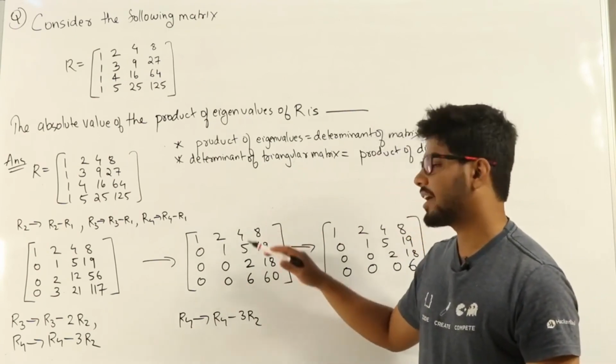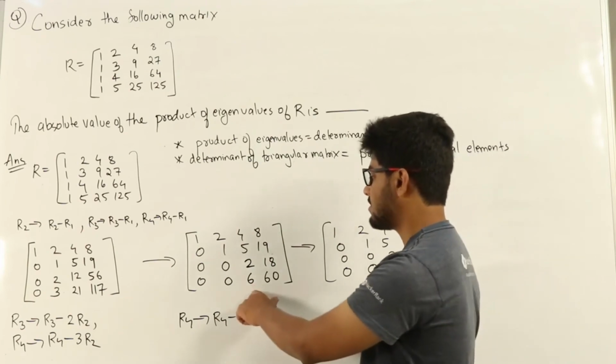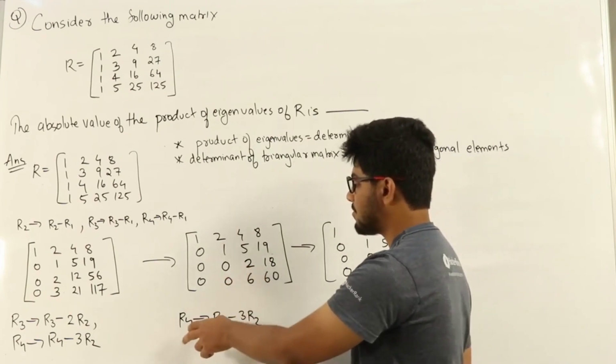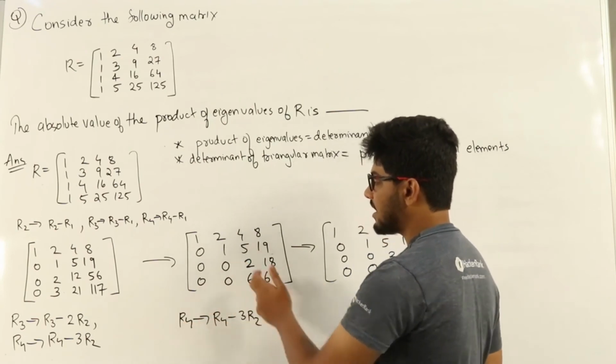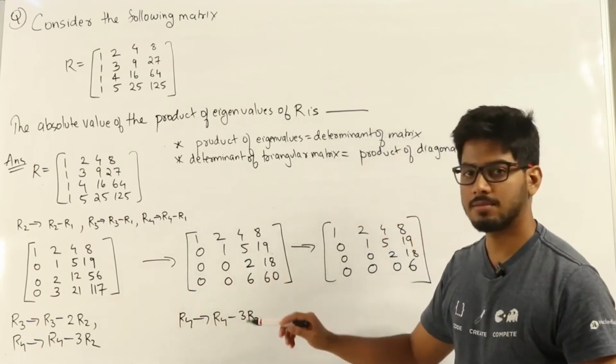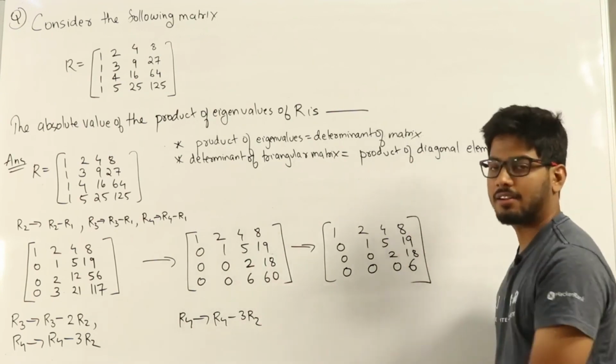Now to make it an upper triangular matrix, we just need to make this element 6 equal to 0. Now this is 6, this is 2. So if we make row 4 equal to row 4 minus 3 times row 3, this element will also become 0. Then we get this matrix. Now this is an upper triangular matrix.